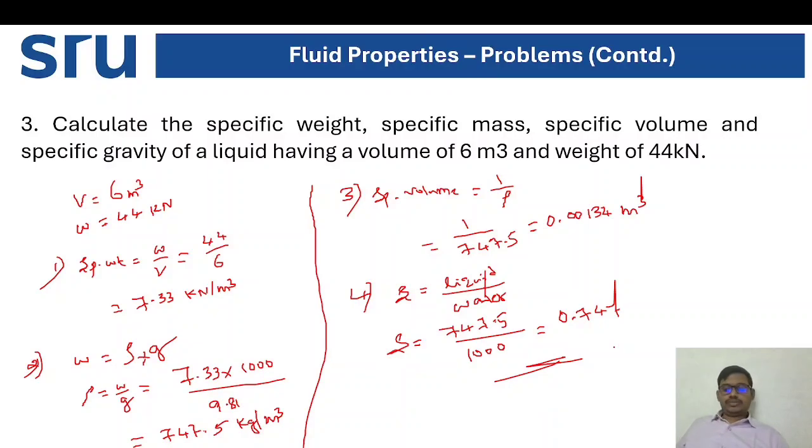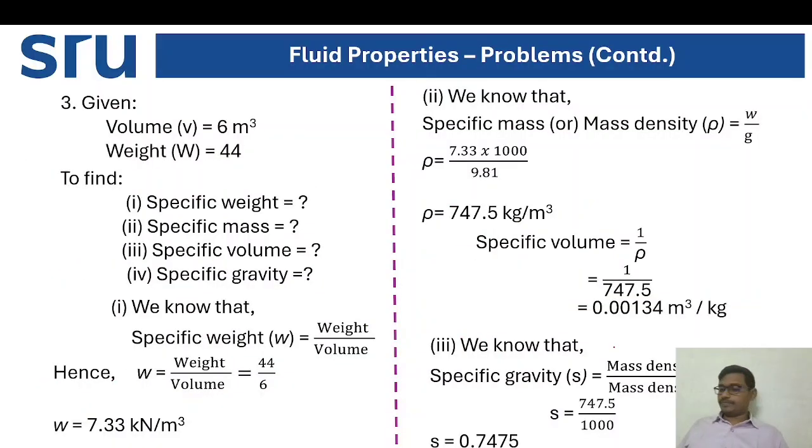Now this is the final one. We will see volume equal to 6 meter cube per second and weight is equal to 44, and we have to find specific weight, specific mass, specific volume, specific gravity.